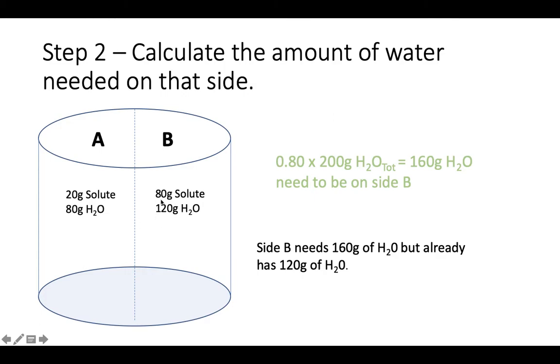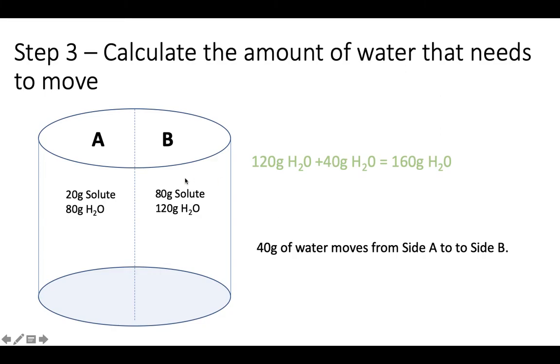It already has 120. So step 3 is where we're going to calculate how much water needs to move. If we need 160 over here and there's already 120, that means 40 have to move. So 40 grams of water move from side A to side B.